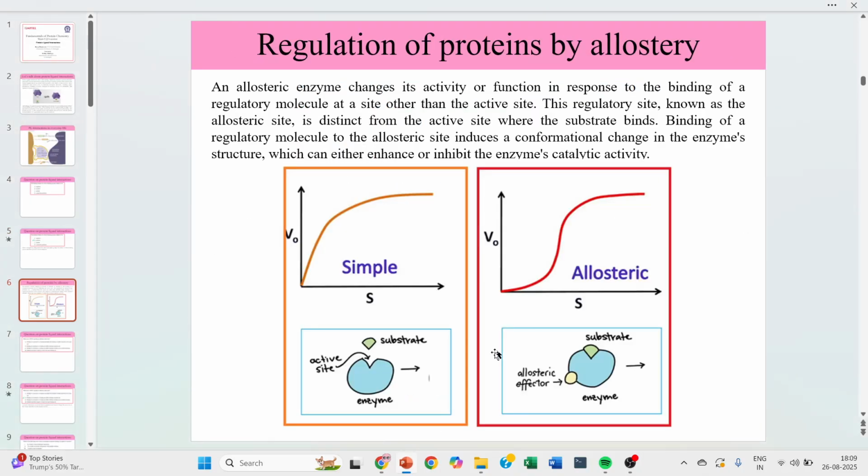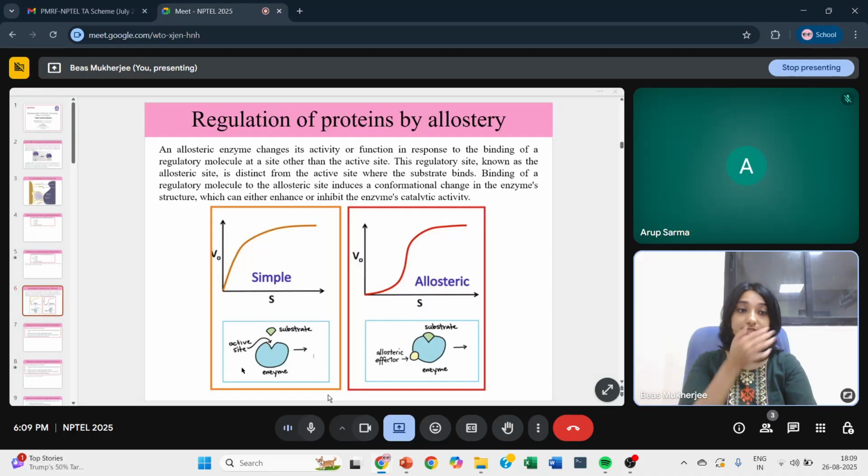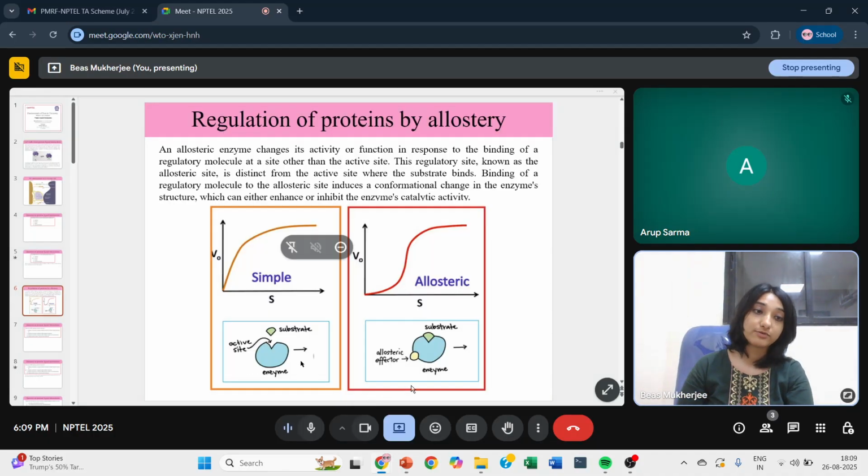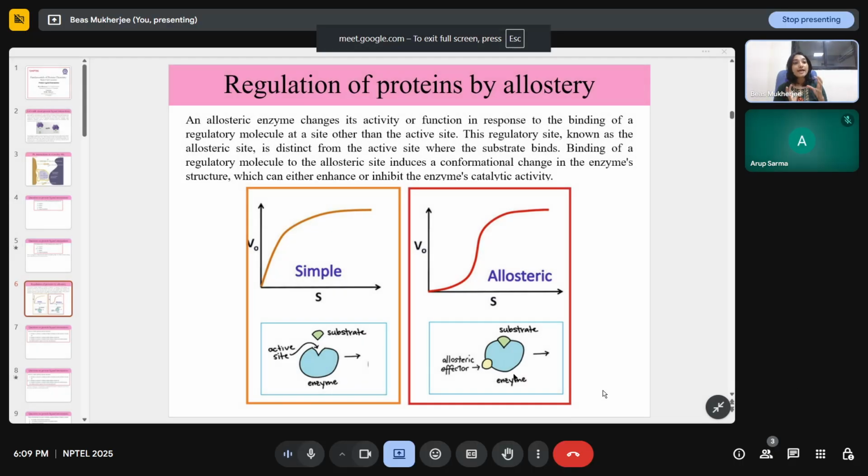Right. Now, there is something called allostery. You have already read about allostery earlier, right? So, what is allostery? Allostery is when there is a particular protein-ligand interaction, and because of this interaction there is some modification in the protein. It can be a change in the conformation of the protein, or a change in the activity of the protein, and this allostery affects the overall function of the protein. So this is a form of regulation of the protein.